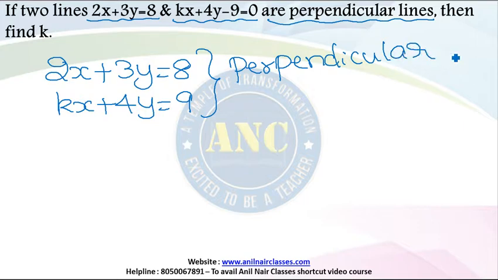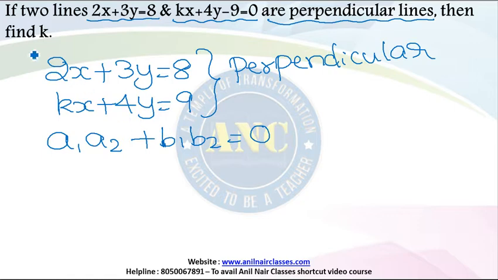Because these two lines are perpendicular, the product of their slopes is equal to -1, or the other condition that needs to be satisfied is a1 a2 plus b1 b2 should be equal to 0. Your question is to find the value of k.